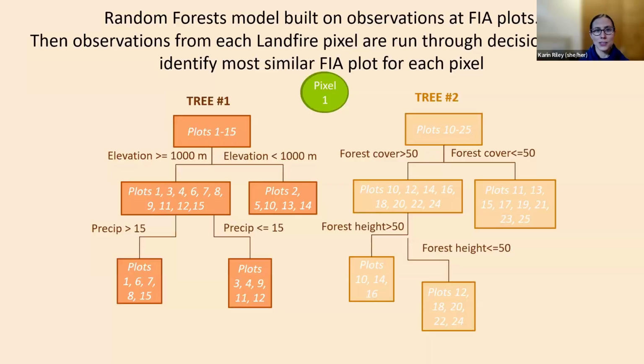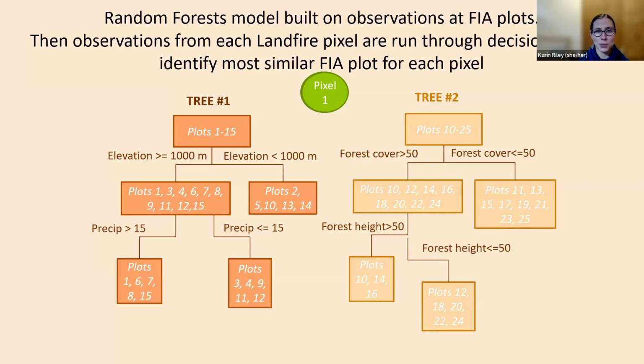So this is another toy example of how this imputation works, because we do it differently than a lot of folks who are using random forest, so it's worth showing. For random forest, we're making a model for each of the 67 LANDFIRE zones in the country, and we have 300 decision trees. There's 75 for each of our response variables. The model is trained on the FIA data, so we build this forest of decision trees based on the FIA data.